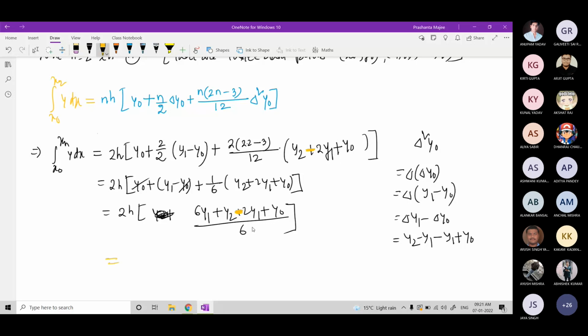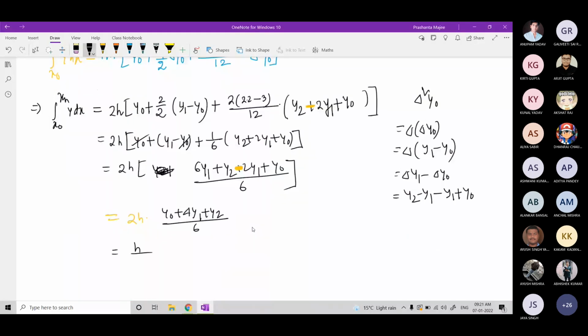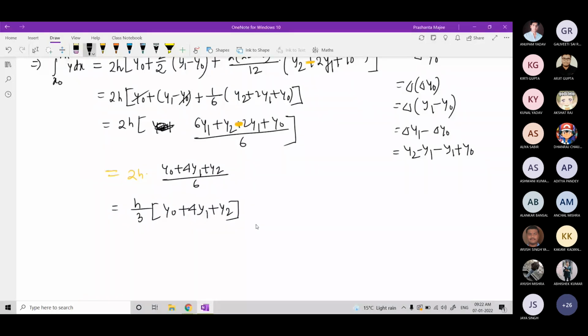So you will get 2h into y0 plus 4y1 plus y2 by 6. So you are getting h by 3 into y0 plus 4y1 plus y2. So this is the value of the integration for the first 3 data points, that is, in the first 2 subintervals. So this is the integral from x0 to x2 of y dx.